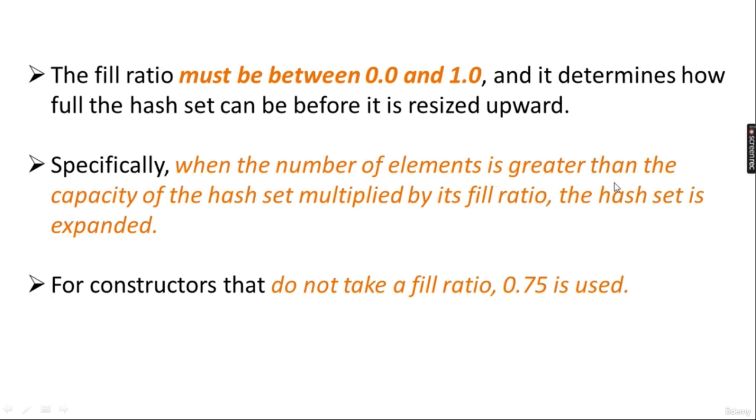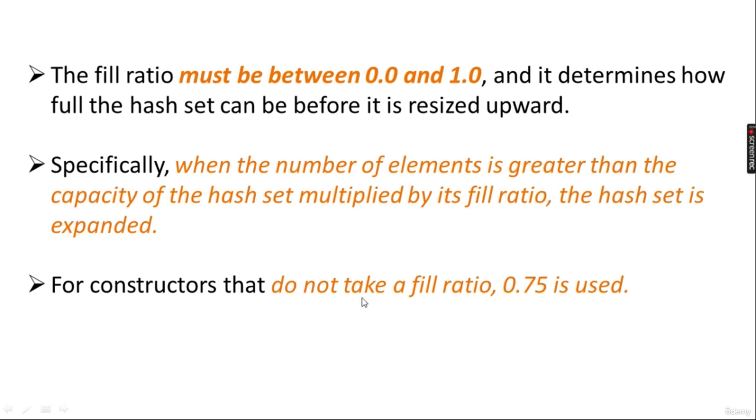When the number of elements is greater than the capacity of the hash set multiplied by its fill ratio, then the set is expanded. For example, the capacity of the hash set is 3, and the fill ratio is 1.0. So 3 times 1.0 gives me 3.0, right? So if the number of elements that you want to store in the hash set is greater than 3.0, your hash set is expanded.